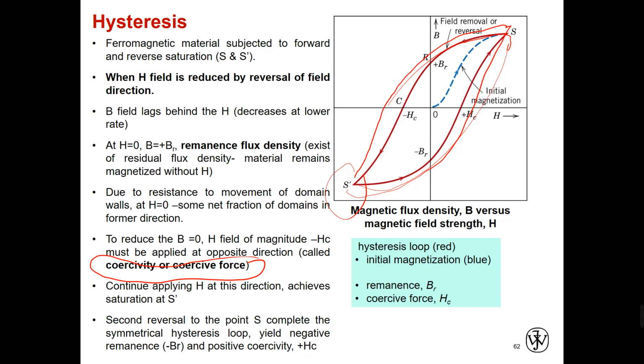So this is the flux density versus field strength H, and the hysteresis loop is the red one, with initial magnetization at the blue point, and remanence is BR. BR is the remanence, HC is the coercive force or coercivity. So we have plus and negative HC, and plus BR and negative BR. That is the concept of hysteresis.